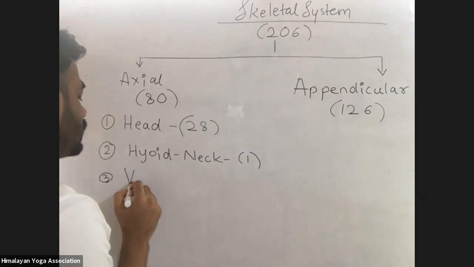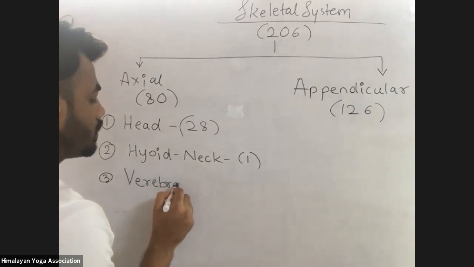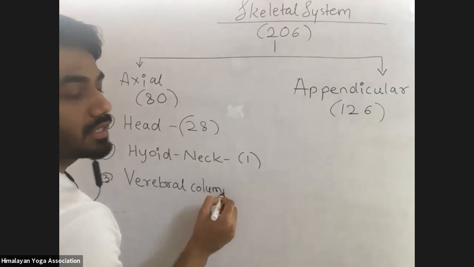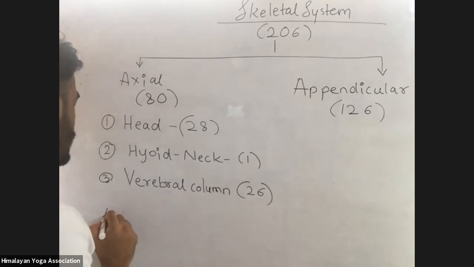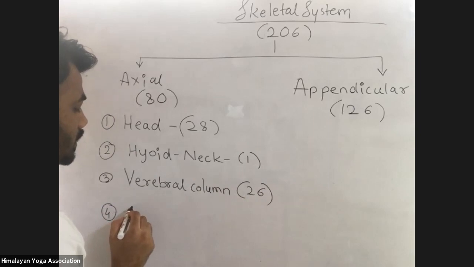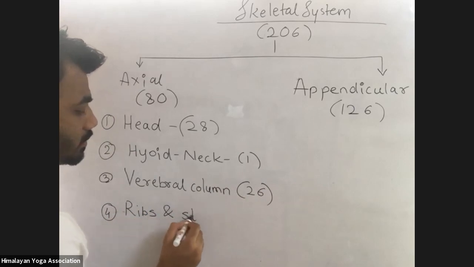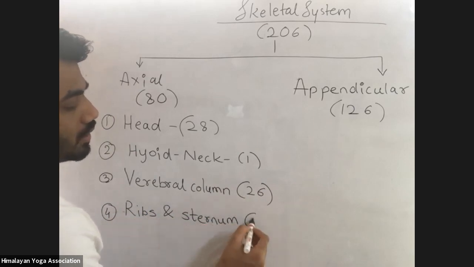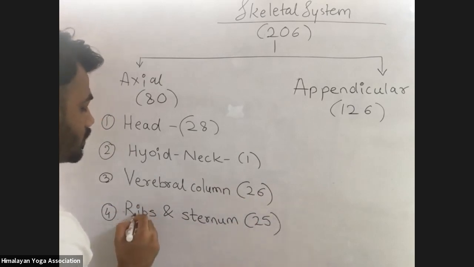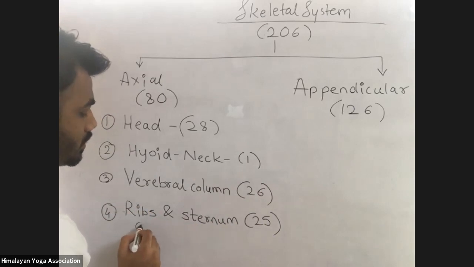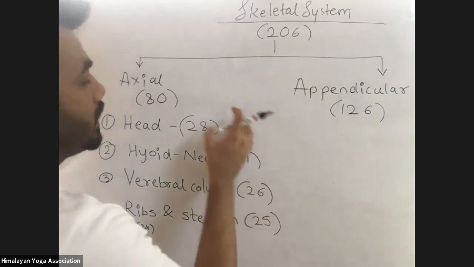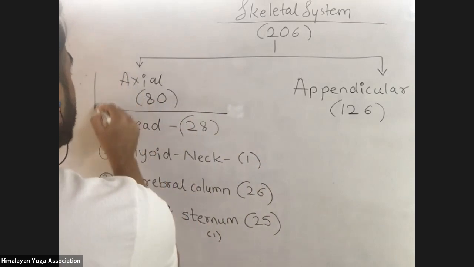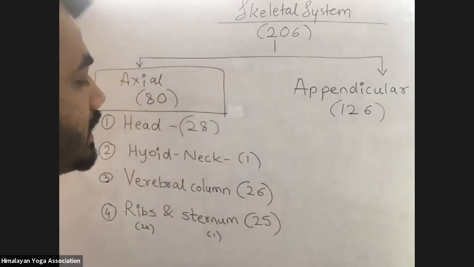We have also seen the vertebral column. How many vertebrae are present? 26 vertebrae we have seen. Apart from that, we have seen the sternum and the ribs. So the ribs and sternum together, we have seen 25. So we have 24 ribs plus one sternum, 25. Together it will make the number of bones in the axial skeletal 80.